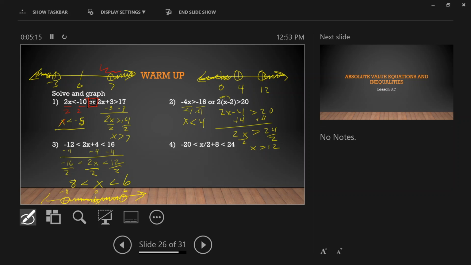All right, last one. We'd have to subtract 8 first in all 3 spots. So I have negative 28 is less than x over 2 is less than 16. Now I'd have to multiply by 2, and I would do that all 3 places. Negative 28 times 2 is going to be negative 56, less than x, less than 32. Graph it, 0, 32, negative 56. So open, open, colored in. Questions?